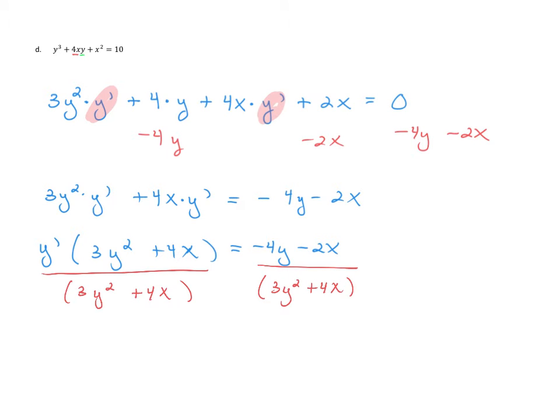And I have my answer. It's a mess, but y prime is equal to, okay, we get negative 4y minus 2x all over 3y squared plus 4x. And that's as far as I'll take this one.